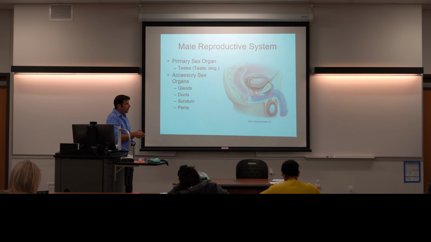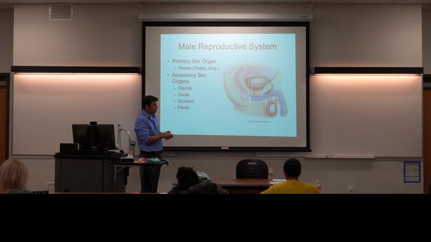I'm jumping ahead here. Then the corpus spongiosum, the lower level of erectile tissue in the penis, the copulatory organ, has the urethra that runs through it. So it's sometimes called the spongy urethra.